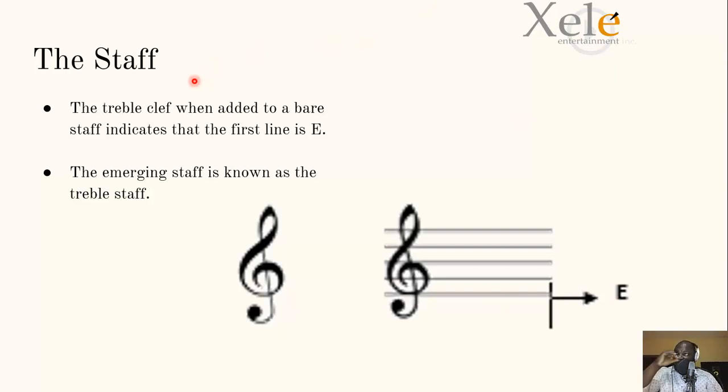Now, the treble clef, when placed on an empty staff, establishes the pitch of the first line as E. So if I take this treble clef here and I place it on a staff like that, immediately it tells me that my first line here is E. The pitch on that first line is E, okay? And of course, this emerging staff will be known as the treble staff, okay? I'm sure we remember that all the lines then will continue from E and go on to say every good boy deserves favor, and the spaces will go on to say Father Abraham cooks eggs.